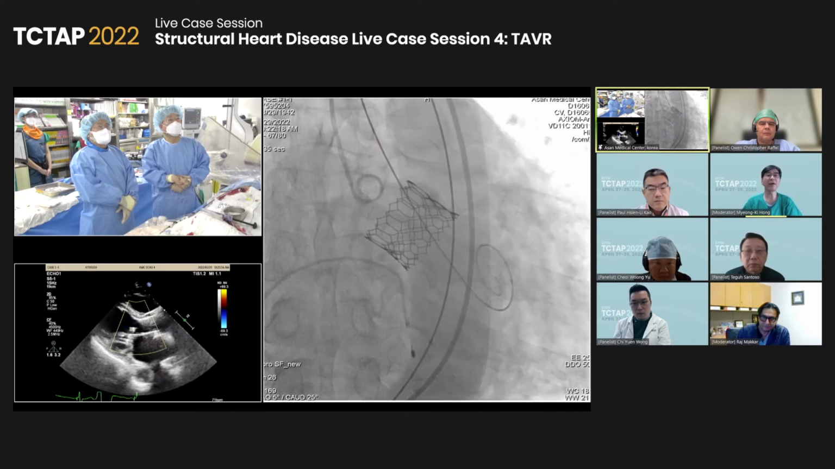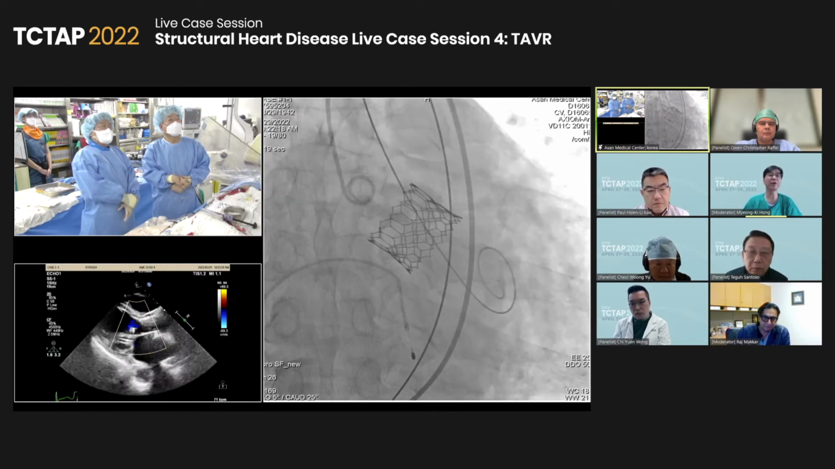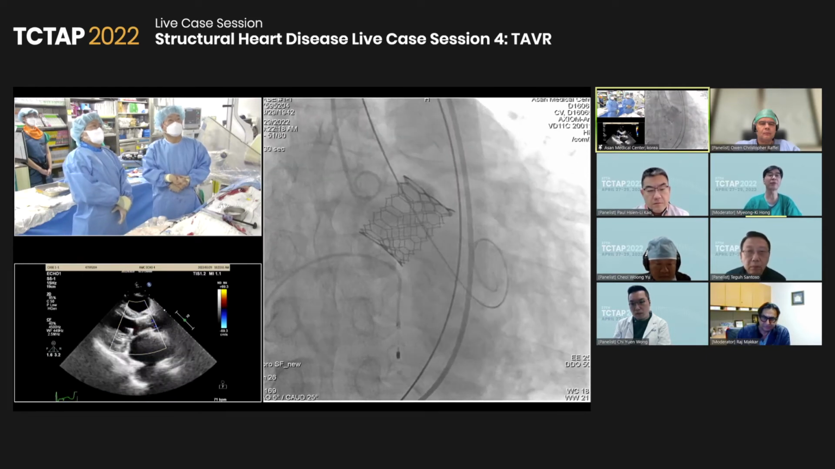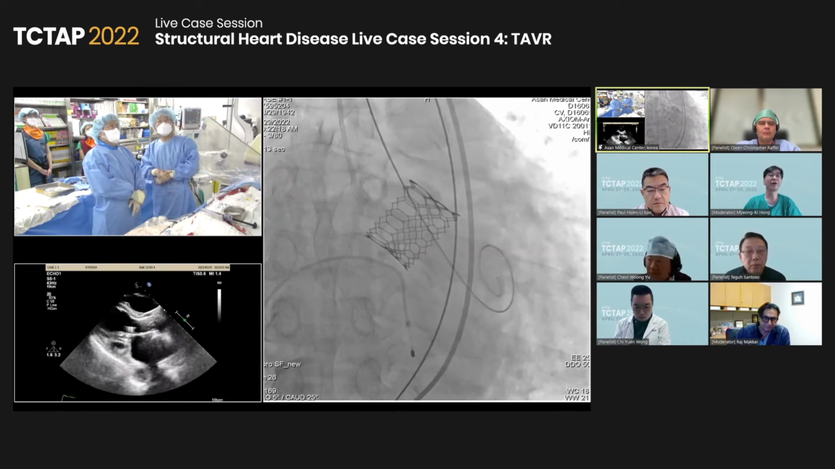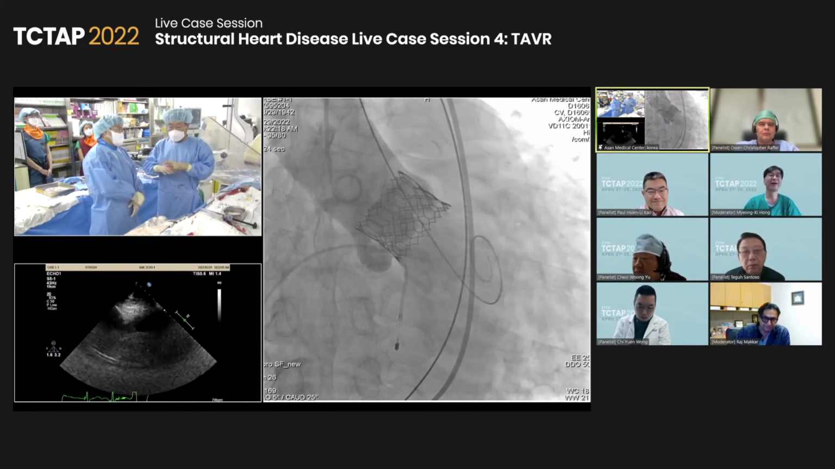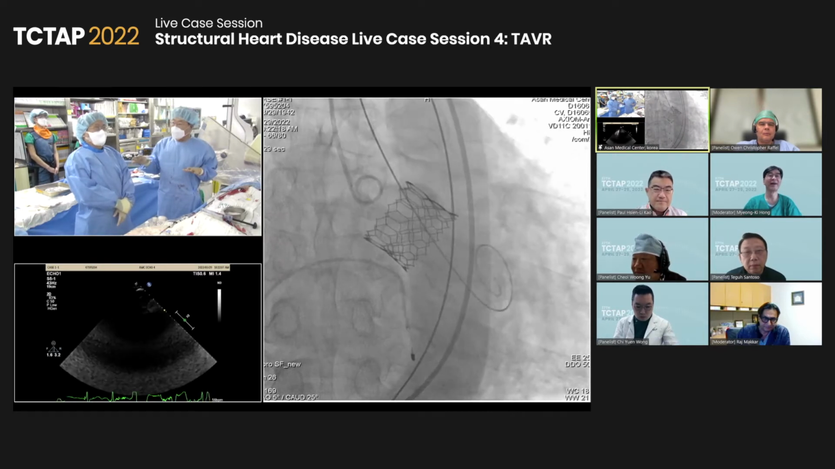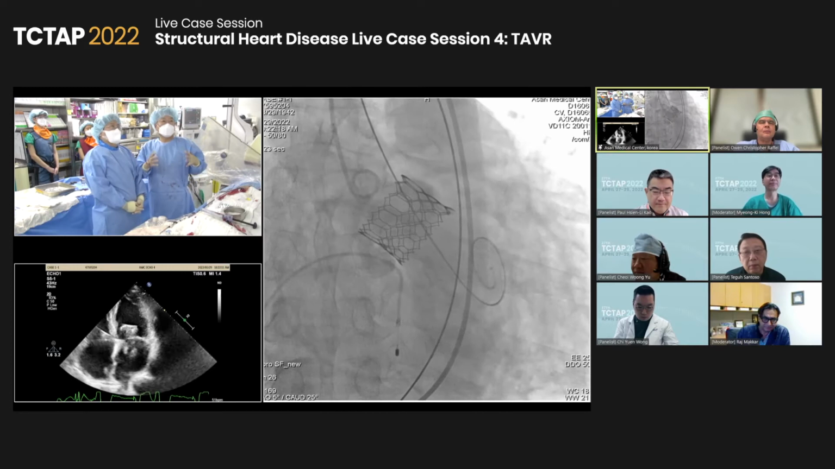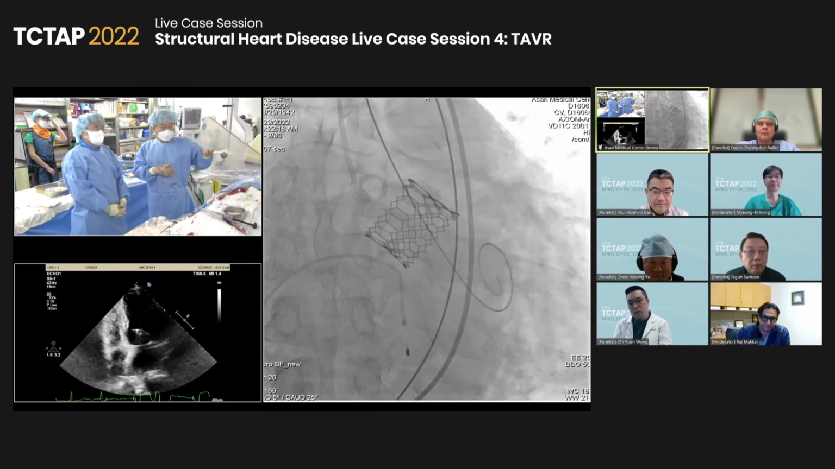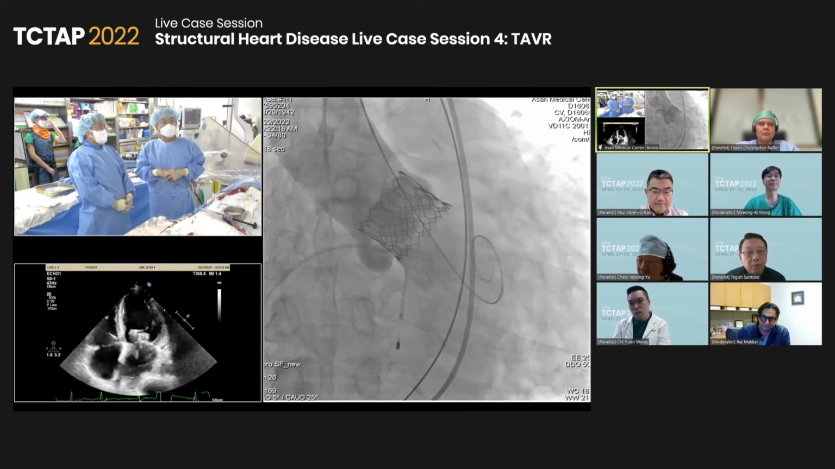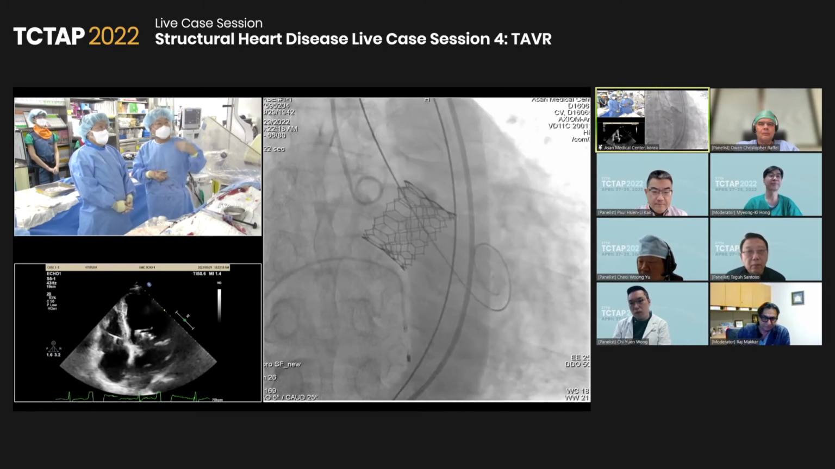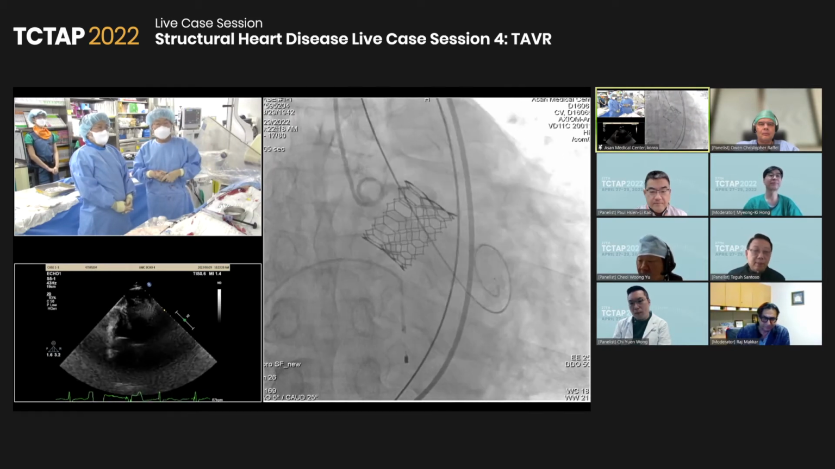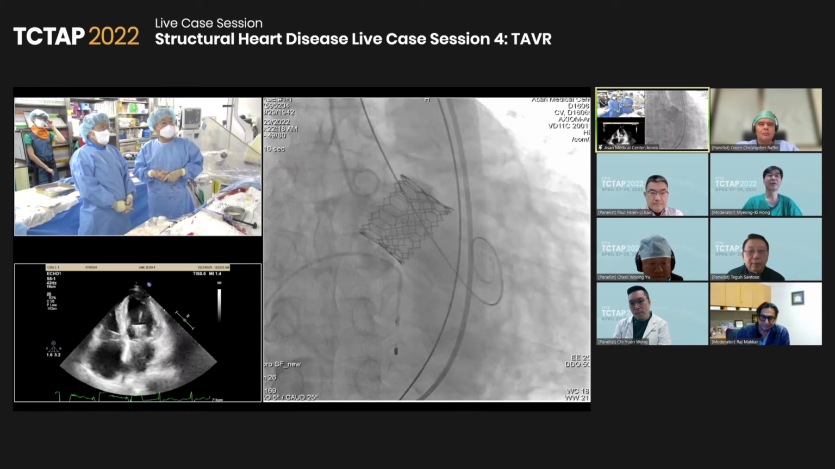Do you expect that the LV dysfunction will be improved after the TAVI procedure? Yes, I hope so. Among 30%, 40%. I don't know. 48. Yeah, 48. All right. The patient group who had a low ejection fraction is getting improved after the TAVR procedure. We believe that this 48% is maybe getting better.